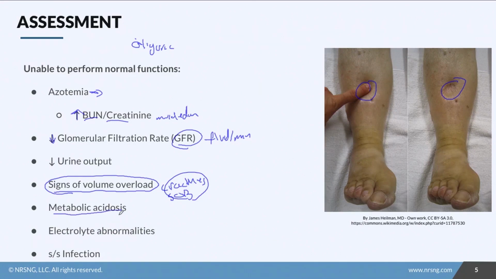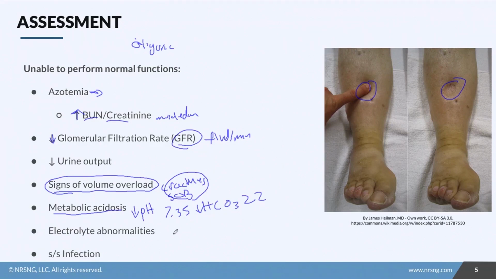metabolic acidosis. Now, what's metabolic acidosis going to look like? That's going to be a pH of less than 7.35 and a bicarb less than 22. Okay, low pH, low bicarb.